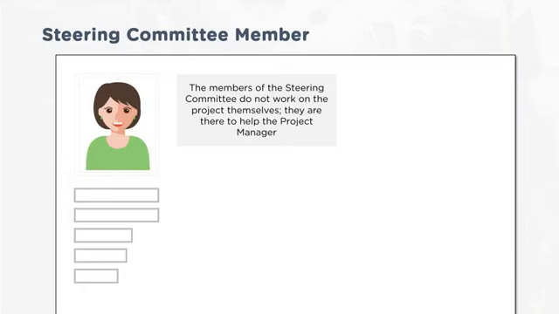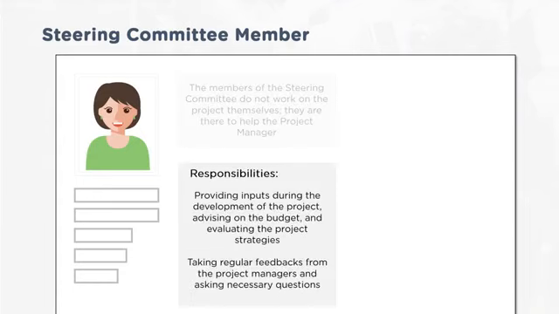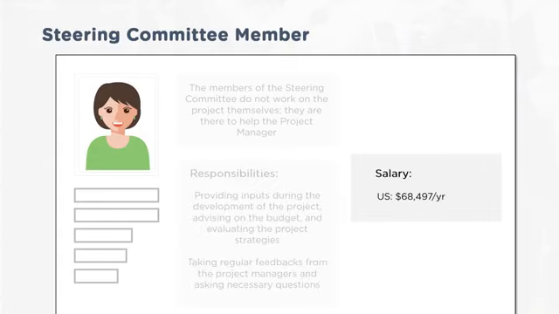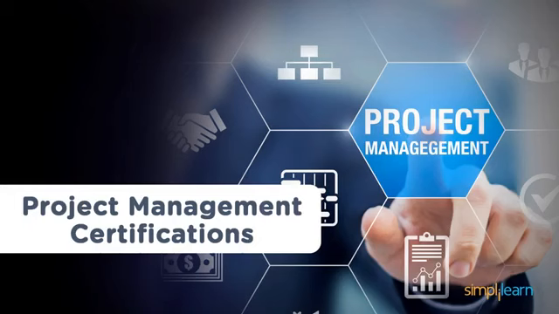Steering committee member. The steering committee members are the members who do not work on the project themselves. They are there to help the project manager, like providing inputs during the development of a project, advising on the budget and evaluating the project strategies, taking regular feedback from the project managers and asking necessary questions. Salary would be around $68,497 per year. So those were the various roles, and that list is not exhaustive. There are various different roles we come across, but these are the basic roles seen in the industry. These roles are being recruited.